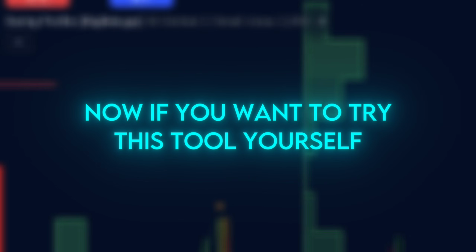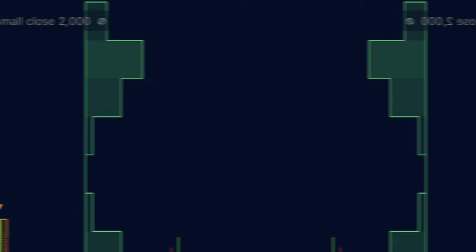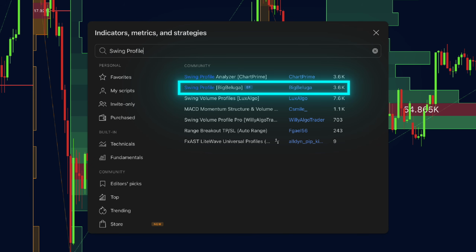Now, if you want to try this tool yourself, the indicator we've been using in this video is called Swing Profile, and it was created by Big Beluga. You can find it directly inside TradingView by searching for it in the indicators menu.